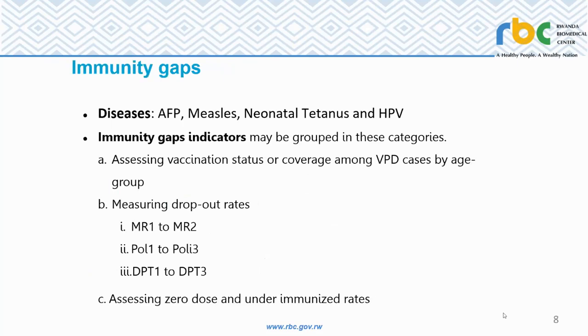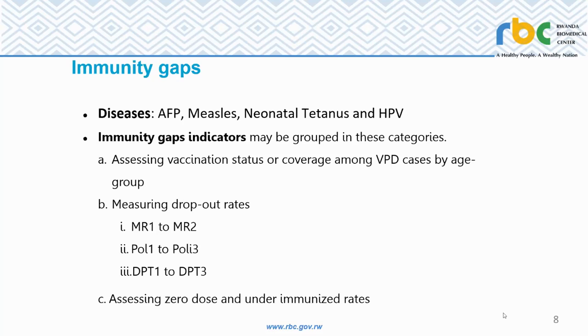Let me invite you to the results section. This is a list of indicators that we developed for AFP, measles, neonatal tetanus, and HPV. These indicators for immunity gaps can be grouped into three categories, but there are multiple indicators that were developed, a huge list, so we need to prioritize some which are useful for program monitoring and decision-making.